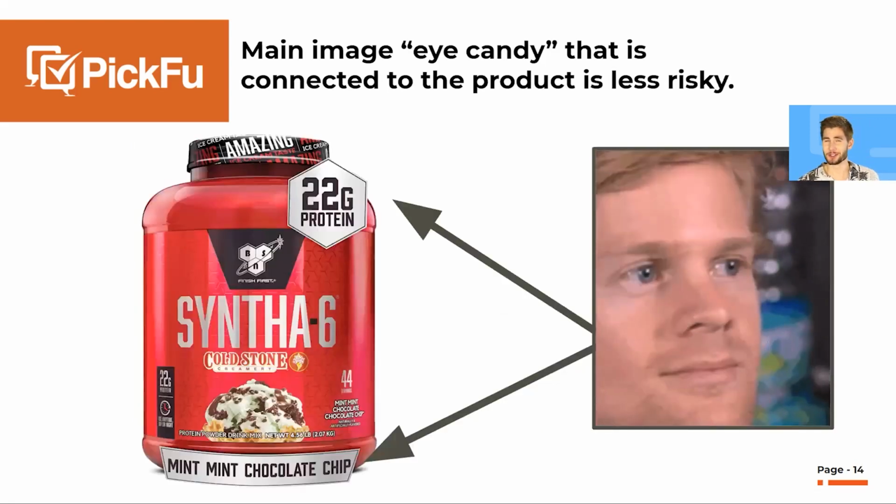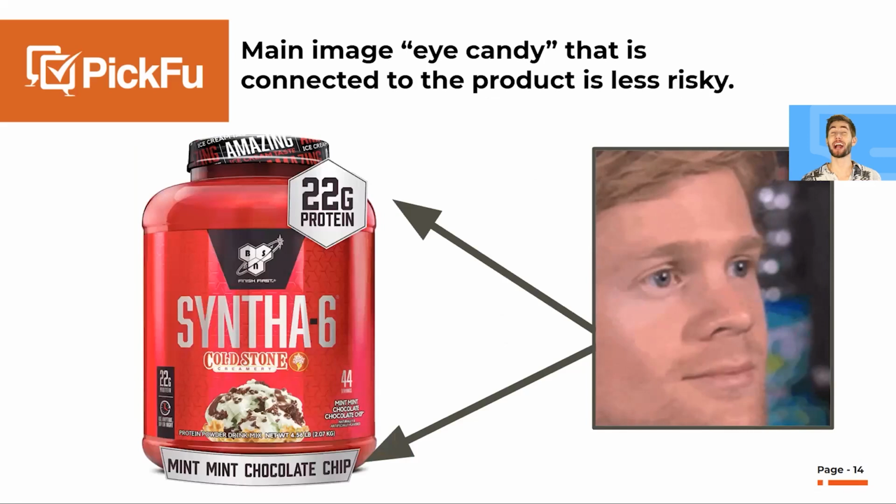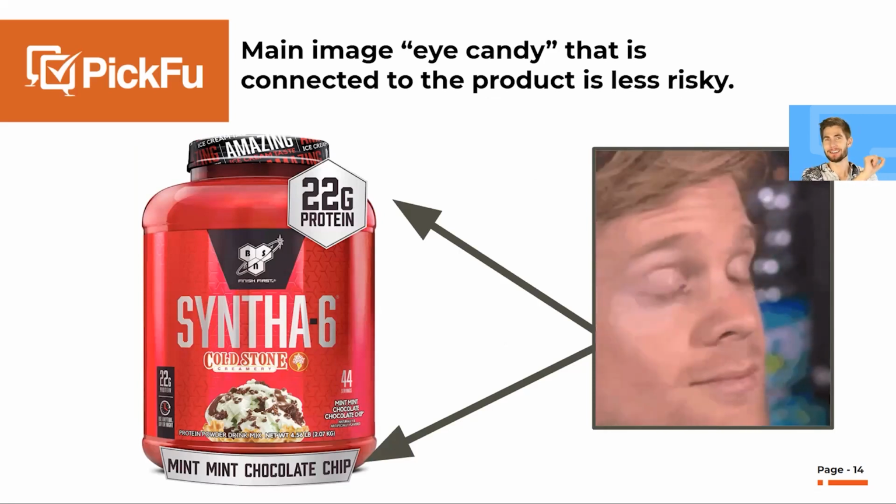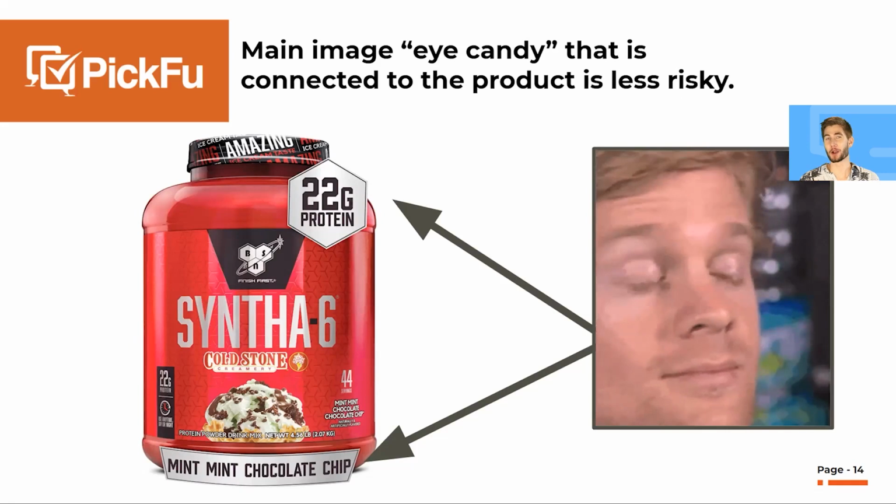The other thing that you can do, and I've started to see this more and more, I do this on my own products, is you can add in what I call eye candy, these extra little items, but try to actually make it seem like it's part of the product packaging. And so what you'll notice here on the screen is that this 22 grams of protein, this mint chocolate chip banner at the bottom, this is actually not part of the product packaging.